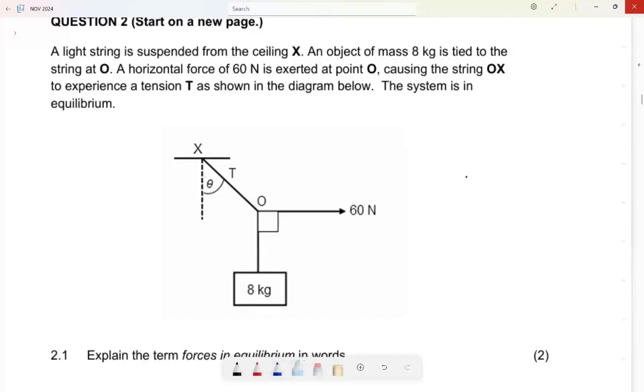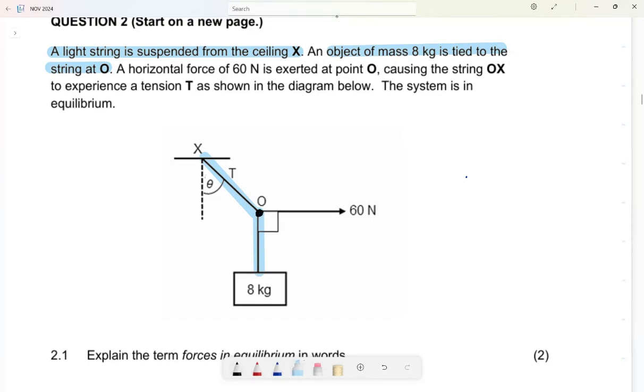Okay, let's look at question 2. It says a light string is suspended from a ceiling X. An object of mass 8 kilograms is tied to the string at O. So we first have a light string suspended from the ceiling at X, and then an object of 8 kilograms is tied to the string at O. So it is tied there.